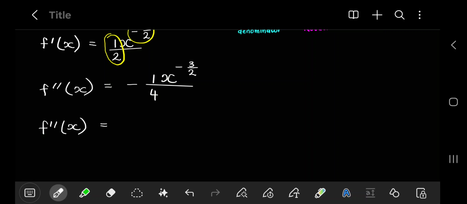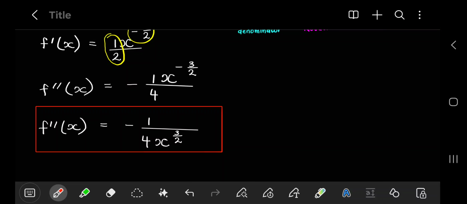So to make the exponent positive, we are going to move x with its exponent to the denominator. Okay, let's do that. So the negative 1 will stay in the numerator. The x now goes in the denominator next to 4, and its exponent now becomes positive 3 over 2. So making an exponent positive is quite basic. All you do is take the variable from the numerator and put it in the denominator, and automatically the exponent changes sign. So this is your final answer. This is the second derivative of f of x.